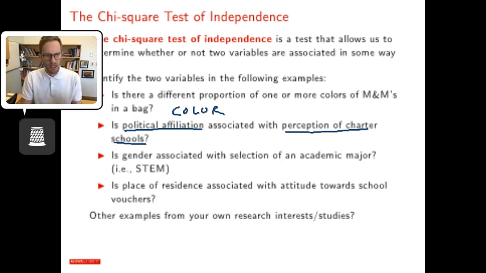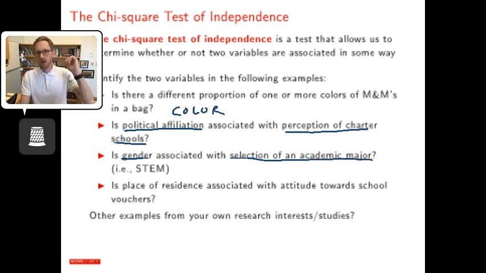All right, is gender, which is usually a variable, associated with selection of an academic major? Okay, so for gender we might have male, female, other, and for academic major we might have the different categories, and we could create those 2 variables.